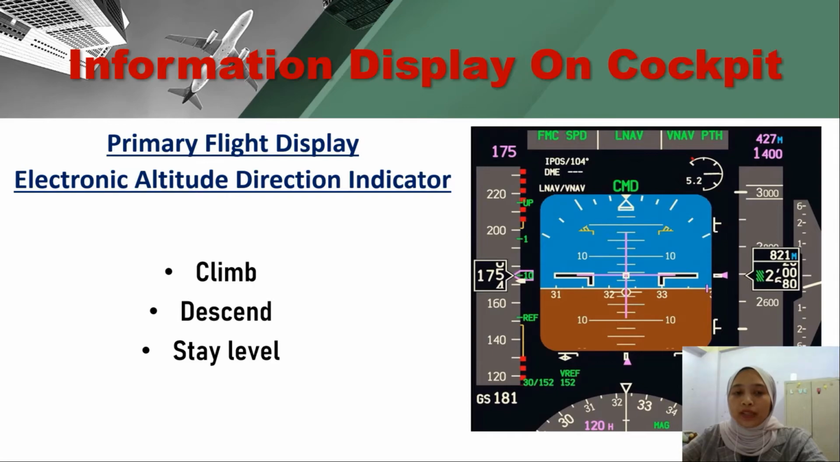Back on topic. So this is the primary flag display. The primary flag display provides increased situational awareness. The purpose of the primary flag display is to show the pilot the position of the aircraft, whether it is on climb position or on descent position, or the aircraft is on stay level position.